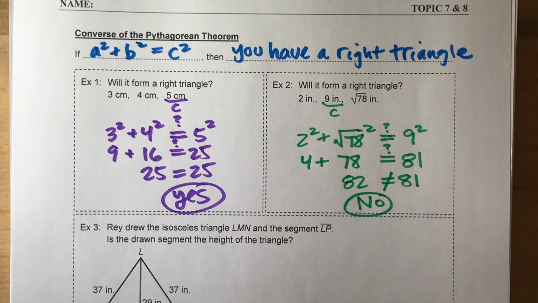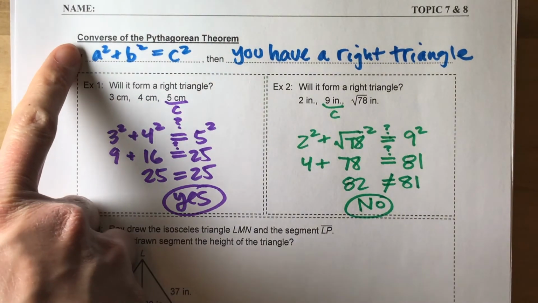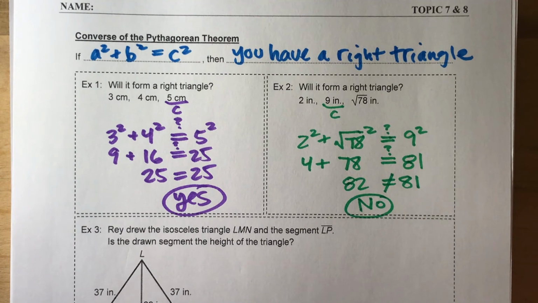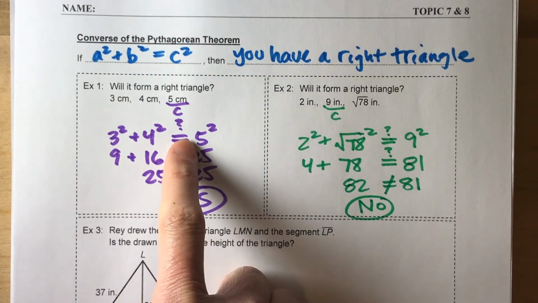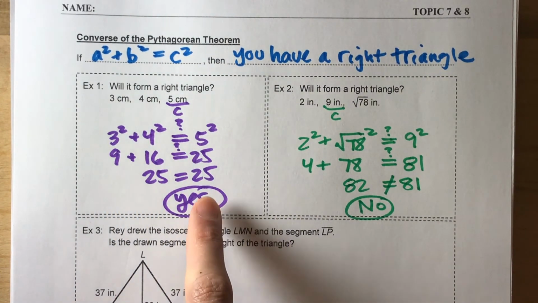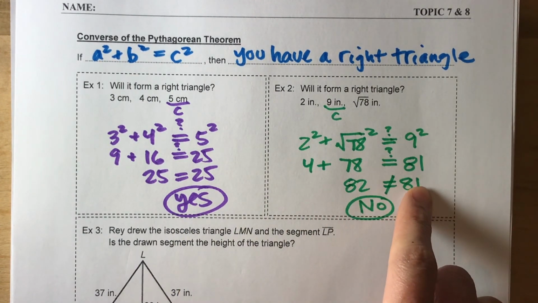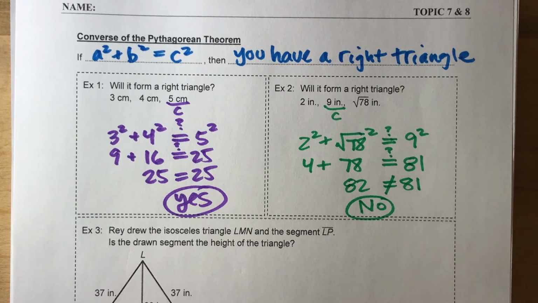All right. So that's what we're doing today. We're going to use the converse of the Pythagorean theorem to see if the triangle is a right triangle or not. If a squared plus b squared really does equal c squared, then you know it's a right triangle. If a squared plus b squared doesn't equal c squared, then you know it's not a right triangle.